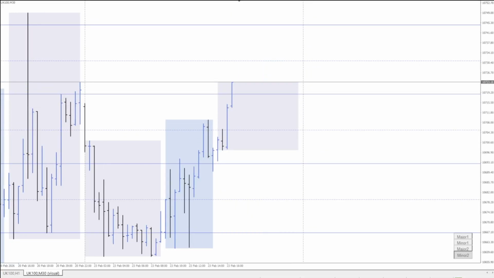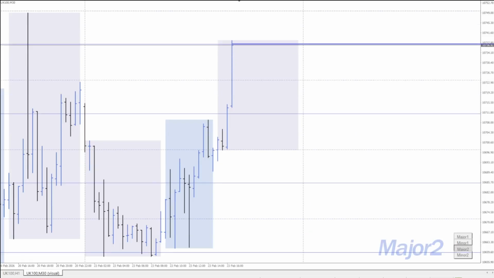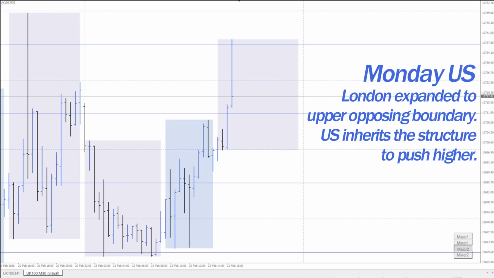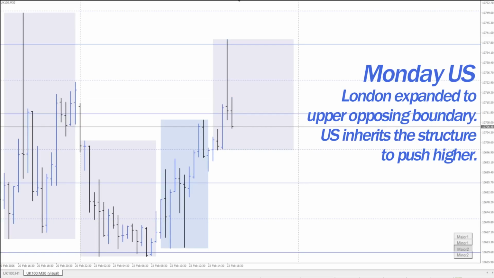But expansion to an opposing structure is likely. Quick rotation to where we began, so structurally we remain inside the same framework. This is liquidity sweep behavior, not a break.